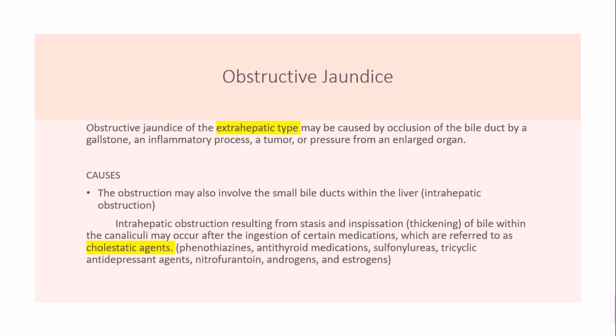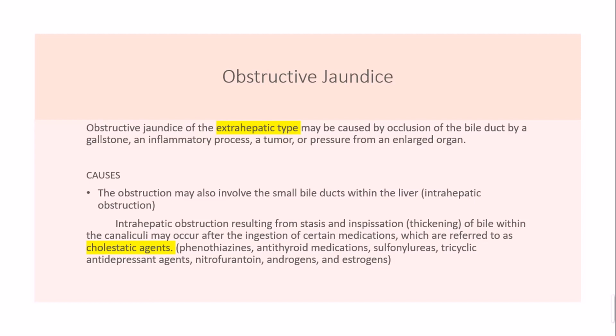So obstruction could be because of direct obstruction. Maybe a gallstone is present in the bile duct, so that is directly obstructing. Maybe some inflammation is causing that obstruction to occur. Maybe a tumor is formed over there, and also pressure from your enlarged organ. Maybe there is pancreatitis or hepatitis. So in that case, that organ will grow, and your bile will not get sufficient or adequate place, so it will be compressed, causing obstruction.